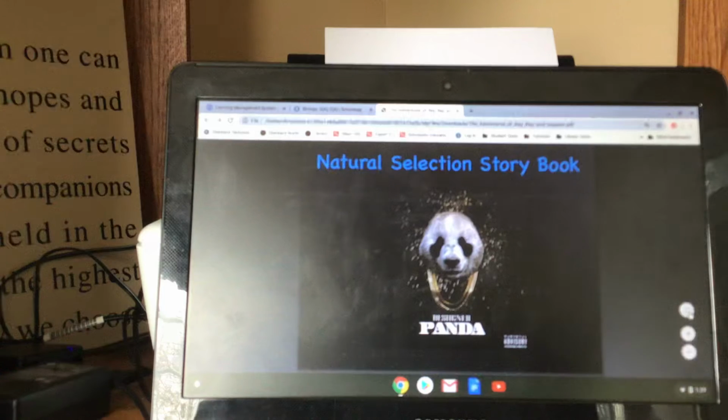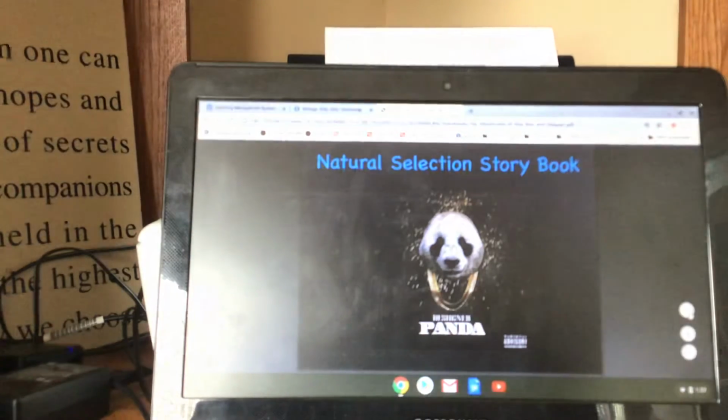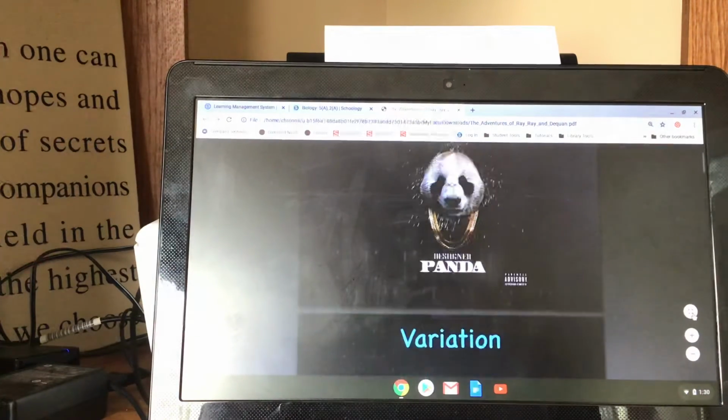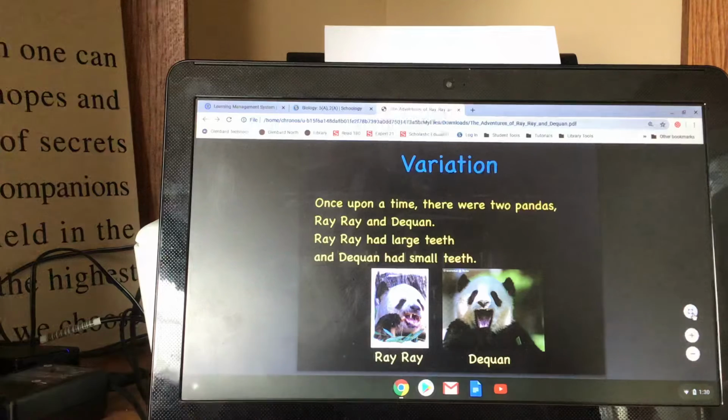You'll notice just by the cover from the start, that's an old song, Panda. So the class wanted to pick the organism to be pandas. So the story is about panda bears. Once upon a time, there were two pandas, Ray Ray and Daquan. Ray Ray had large teeth, and Daquan had small teeth. So between those two panda bears, you can see some differences there, genetically. One has DNA for small teeth, one has DNA for bigger teeth.